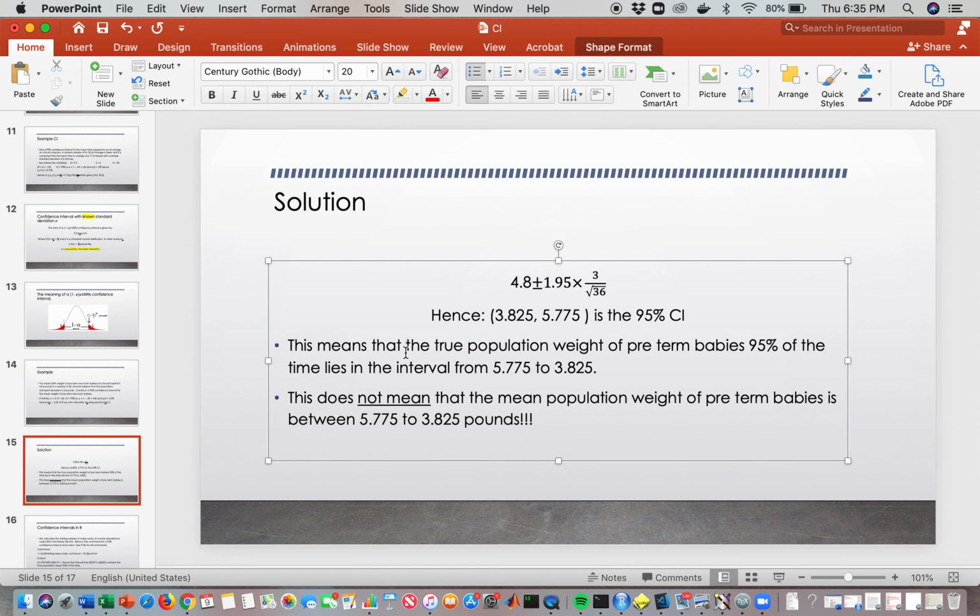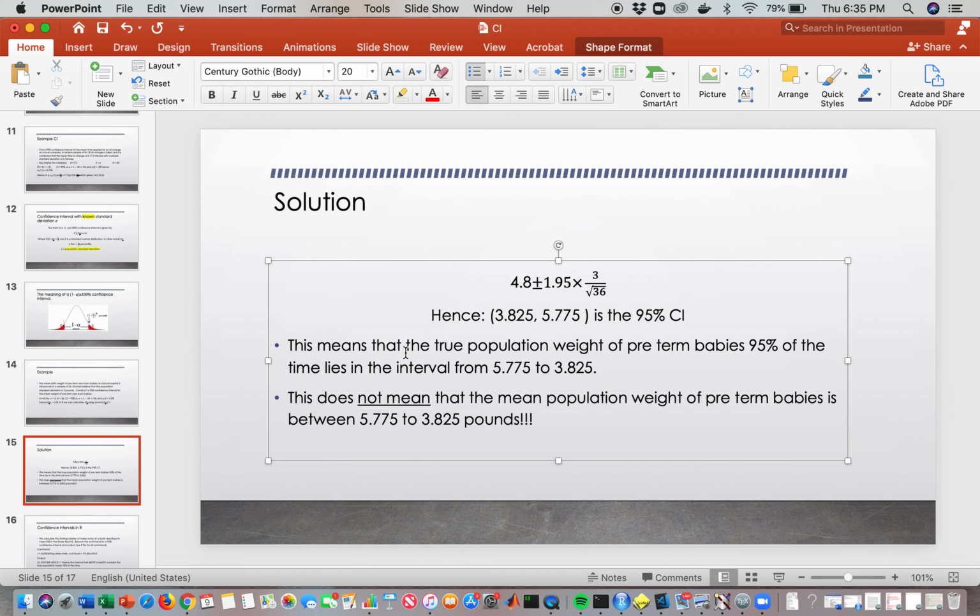And this means that the true population mean weight of preterm babies lies in that interval 95% of the time. It doesn't mean that the mean weight is between 5.775 and 3.825.